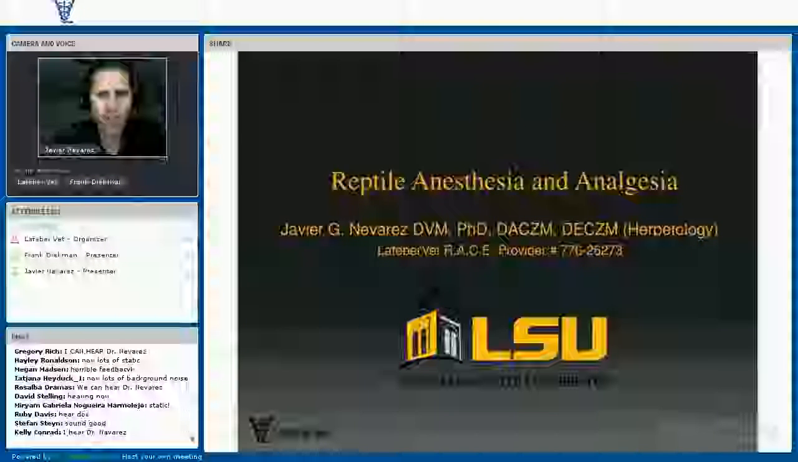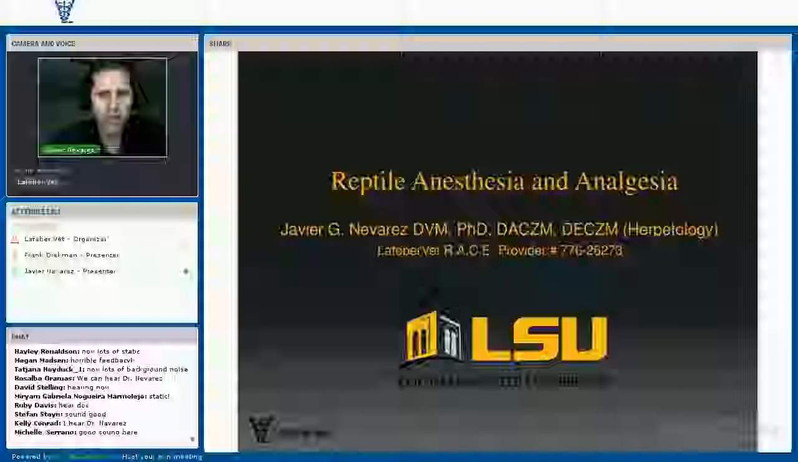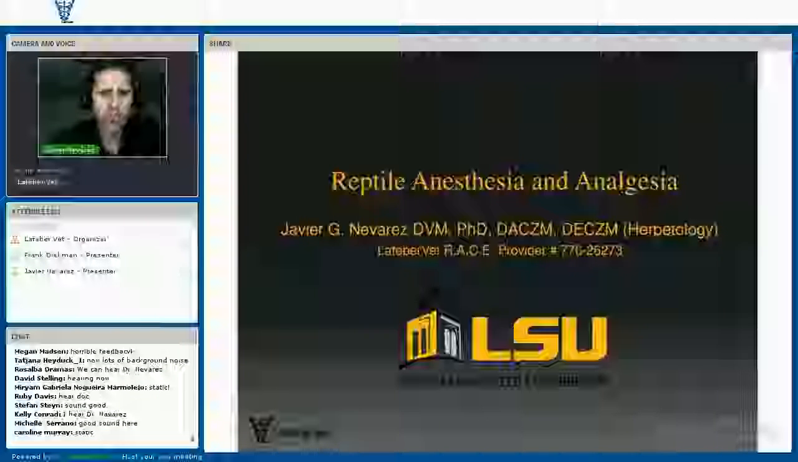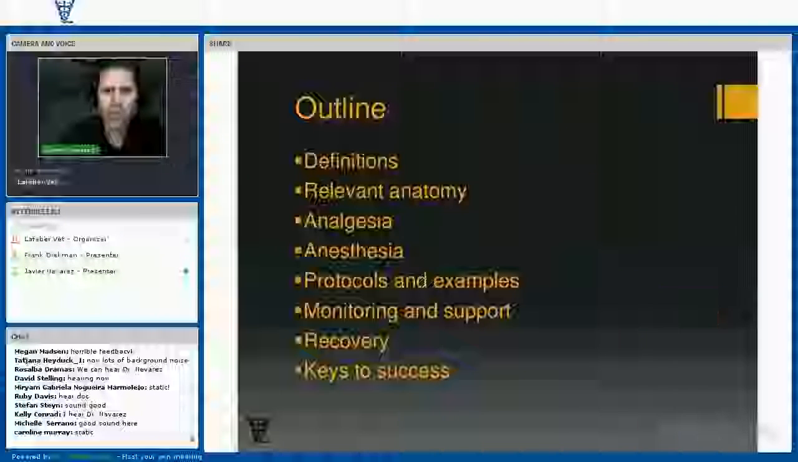And my main goal is hopefully by the end, you guys will feel more comfortable with reptile anesthesia and analgesia. There's still a lot of information, obviously, that has to be learned when it comes to the analgesia aspect of reptiles. But the main goal is to go through some information so that at the end, hopefully, people will be a little bit more comfortable. I'm going to show you the outline here real quick.